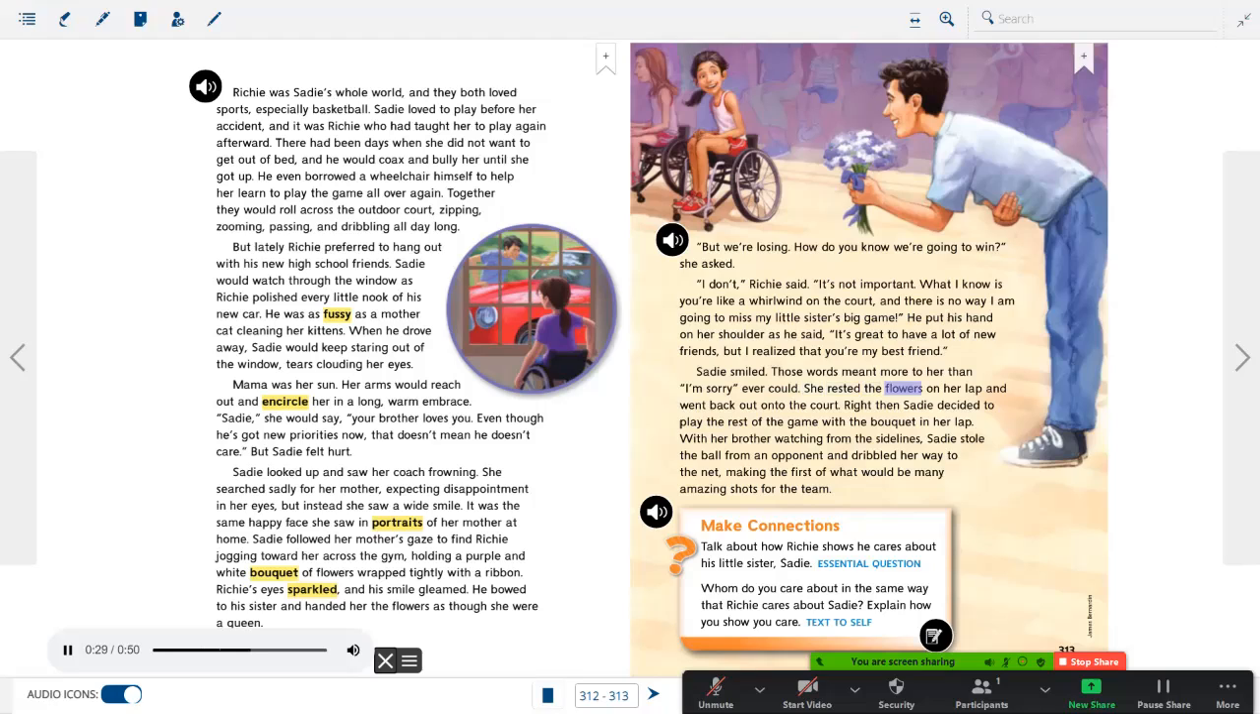She rested the flowers on her lap and went back out onto the court. Right then, Sadie decided to play the rest of the game with the bouquet in her lap. With her brother watching from the sidelines, Sadie stole the ball from an opponent and dribbled her way to the net, making the first of what would be many amazing shots for the team.